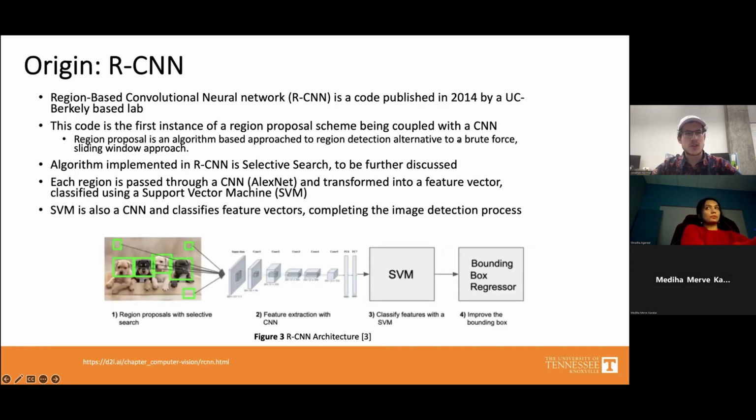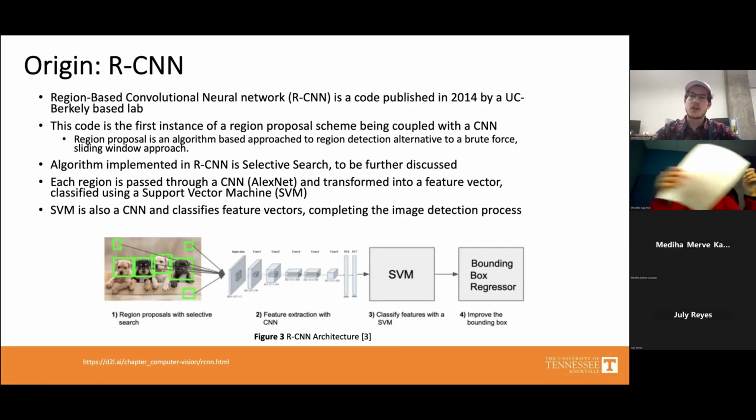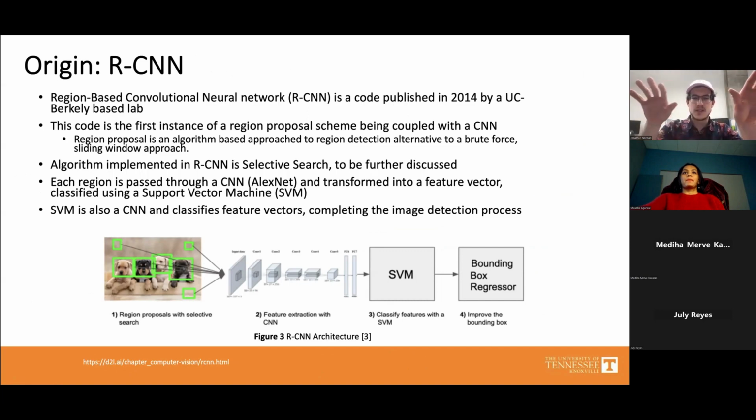To talk about the origin of this, RCNN is known as region-based convolutional neural network, hence RCNN. It was a code published in 2014 by a UC Berkeley lab. This code is essentially revolutionary as far as image recognition goes. This was the first time that a region selection proposal was actually coupled with a convolutional neural network. Previously, you could do object detection, and then you might have to manually identify the bounding box with each object. This was the first instance where stuff was ever properly coupled.